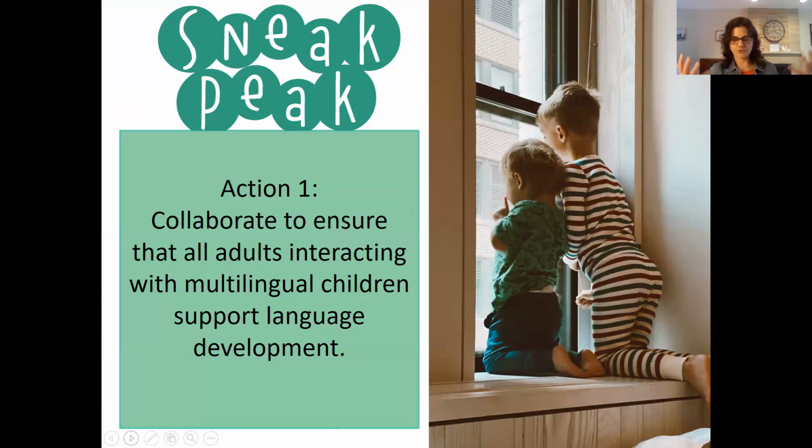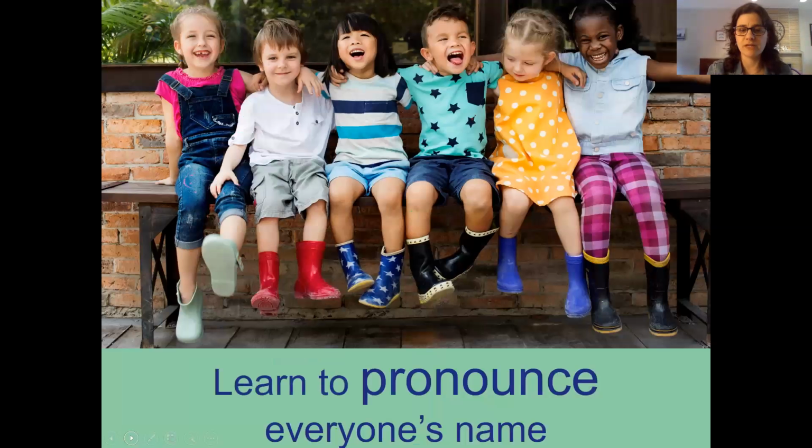So you can think for a moment, what might that look like? What are some different ways that could play out? One of the first things that I thought of would be learning to pronounce everybody's name. In this day and age with smartphones and different ways to record, we can record a parent pronouncing a child's name so that we can make sure we're pronouncing it as best we can, the way that the parents intend that name to be pronounced.